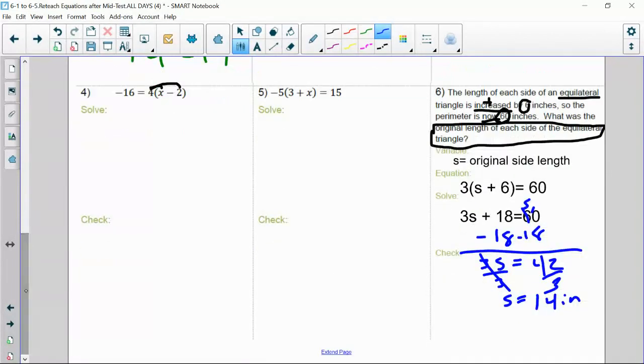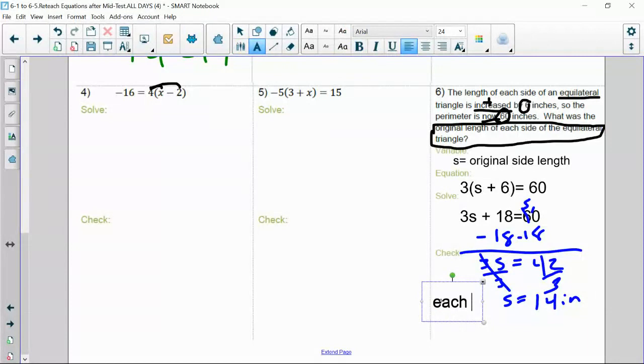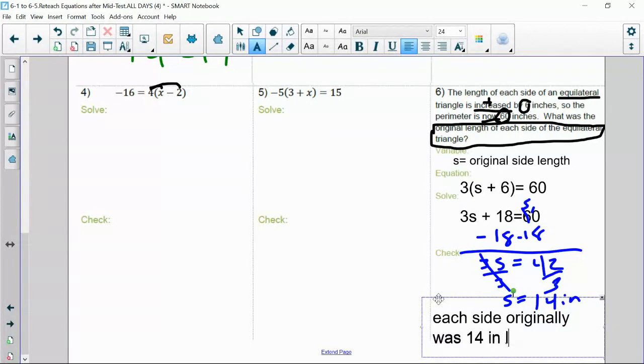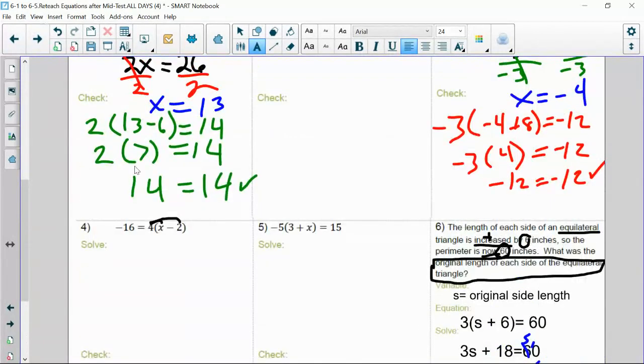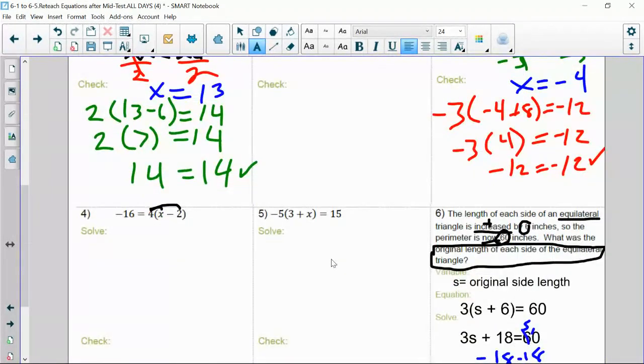All right, if you're coming back with me, you are able now to see that each side, I go a little bit lower, and I ran out of space with using the text box and the font so large. Each side originally was 14 inches long. All right, so those are your 3 examples. I know you can finish easily number 2, number 4, and number 5.